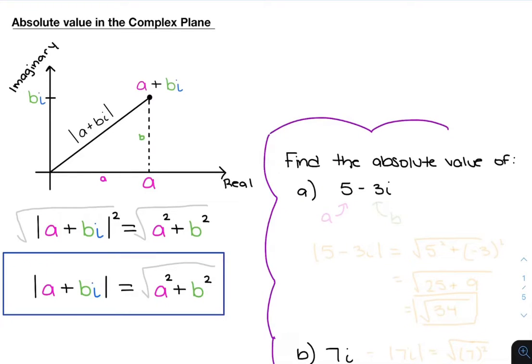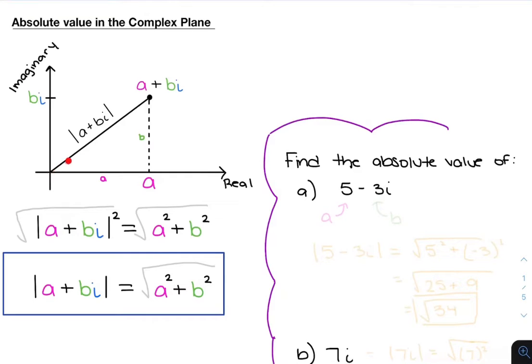So I'm going to be talking to you guys about the absolute value in a complex plane. And the complex plane is basically kind of like a real axis, but the bottom axis is the part where you have the real numbers, and the vertical axis is where you have your imaginary numbers. On this plane, you can plot any complex number of the form a plus bi, where a is on the bottom and the bi part is on top.